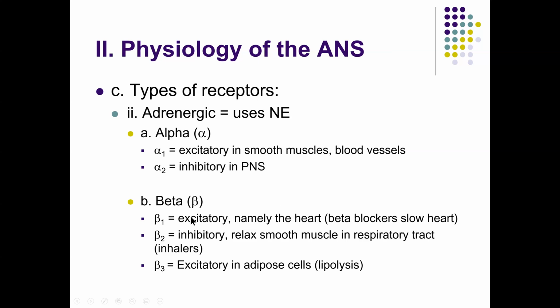And our beta receptors: beta 1 is excitatory, namely in the heart. And so if you've heard of somebody taking a beta blocker, this would be a medication that blocks this receptor, and that is a blood pressure reducing medication. But you need to know what the person's heart rate is before you put somebody on a beta blocker, because if they have a slow heart rate and you put them on a beta blocker, they'll have an even slower heart rate.